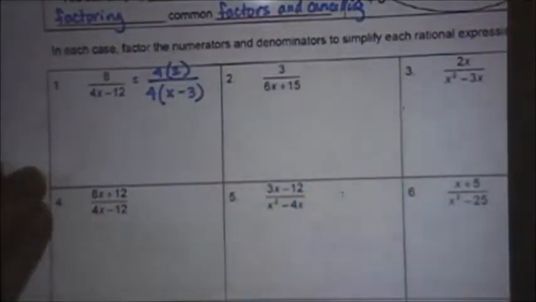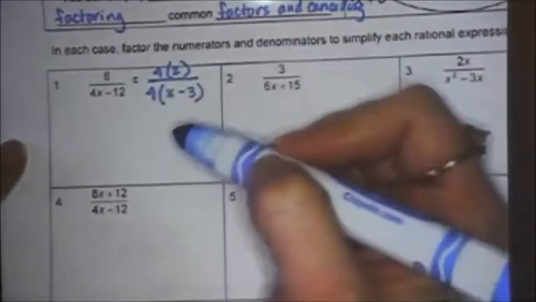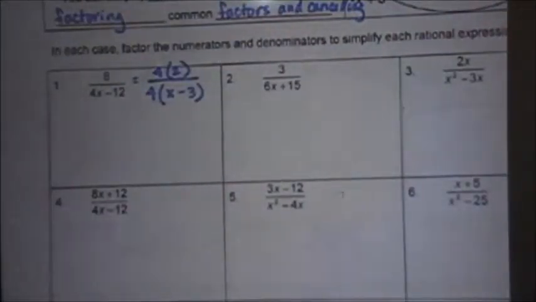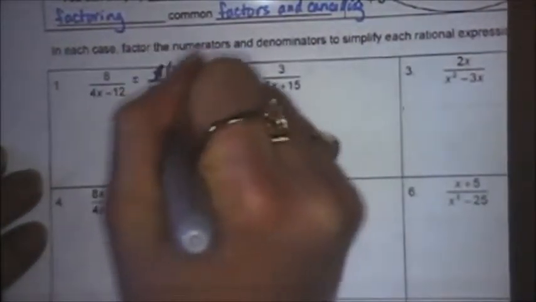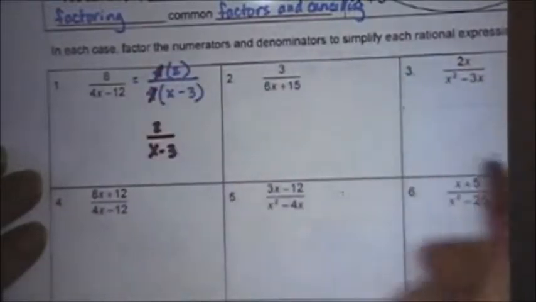And that's where the canceling comes in. 4 over 4 is the same thing as 1. So we call it canceling out, but really it's just making it 1. So my final answer is 2 over x minus 3.